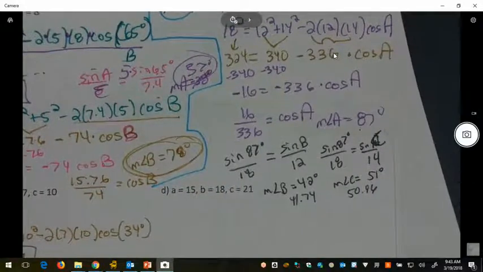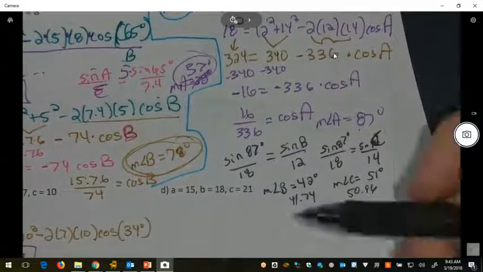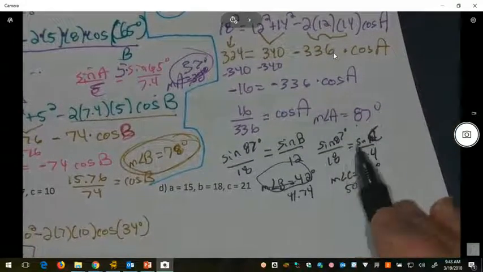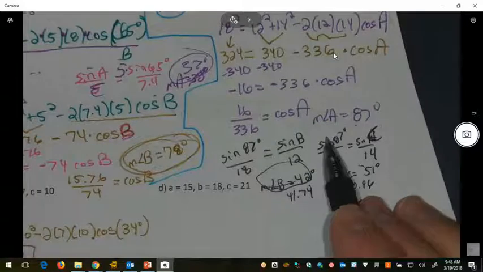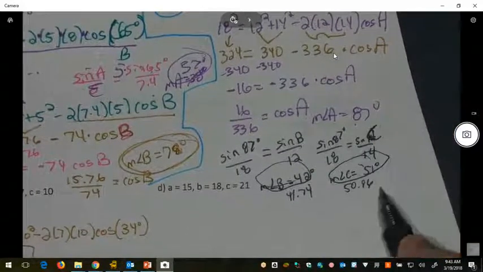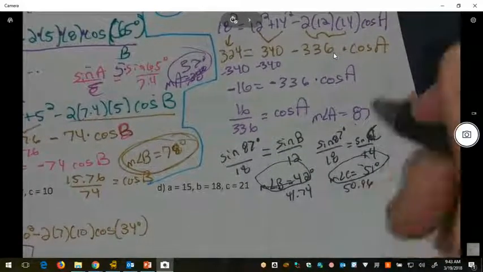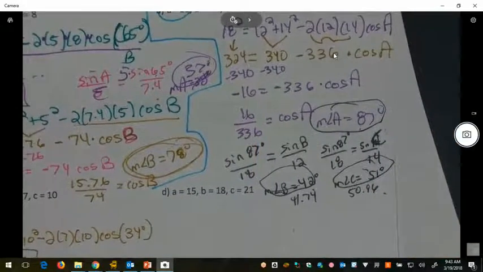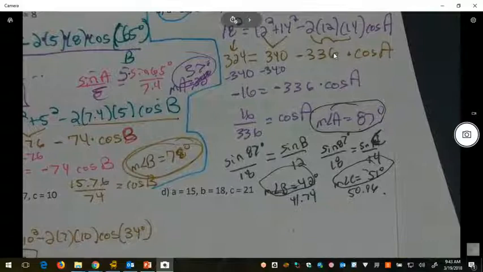When doing law of sines to get this, I got 42 degrees for angle B. Using law of sines, doing sine inverse of 14 times sine of 87 over 18, I got 51 degrees. Those two added together with the 87 degrees do add to 180 degrees. So that works out nicely.